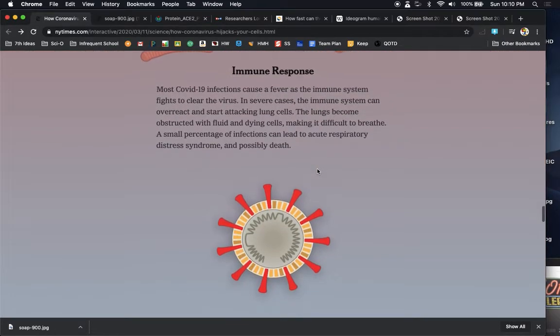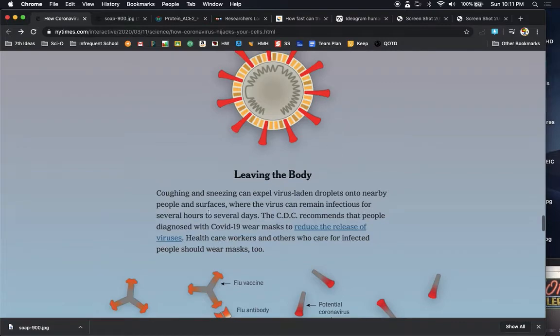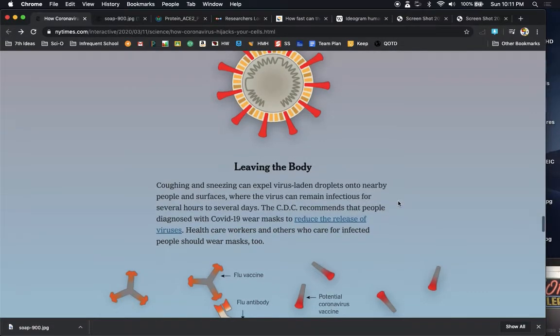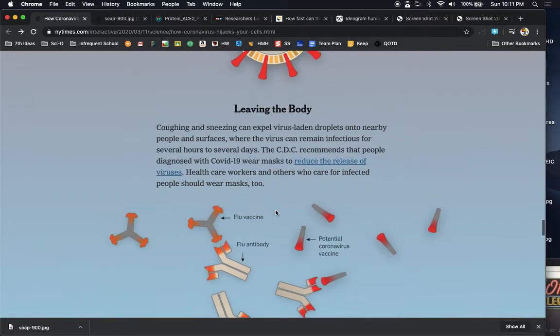Now, what happens with our bodies is that we typically will have a fever. In severe cases, it can start attacking the lung cells. That's where we have our difficulty to breathe. That's where we get signs of pneumonia, which is a fluid in the lungs. And we can have these respiratory issues and possible death. How it leaves the body is through coughing and sneezing. And that's why masks are becoming more and more popular. And in fact, CDC just recommended we all wear them, even if we don't have the coronavirus.